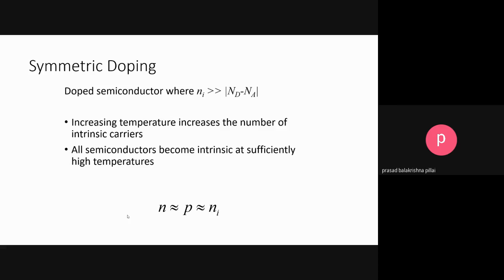As you increase the temperature, gradually the impurities start to ionize. The donors will start giving electrons to the conduction band, and acceptor impurities will start giving holes to the valence band. So gradually you will see an increase in the conductivity.